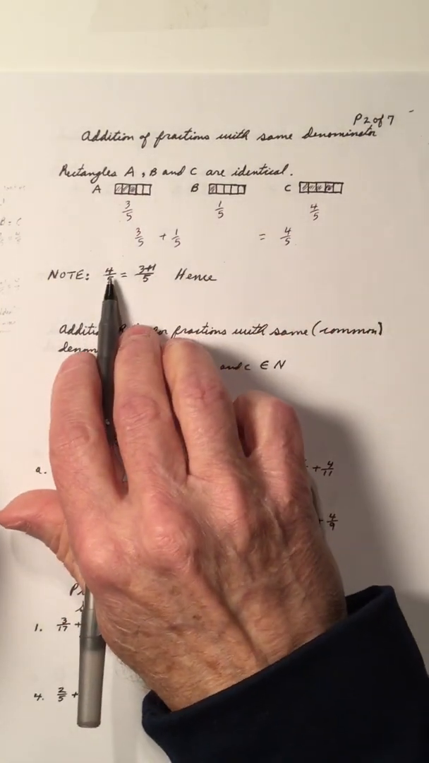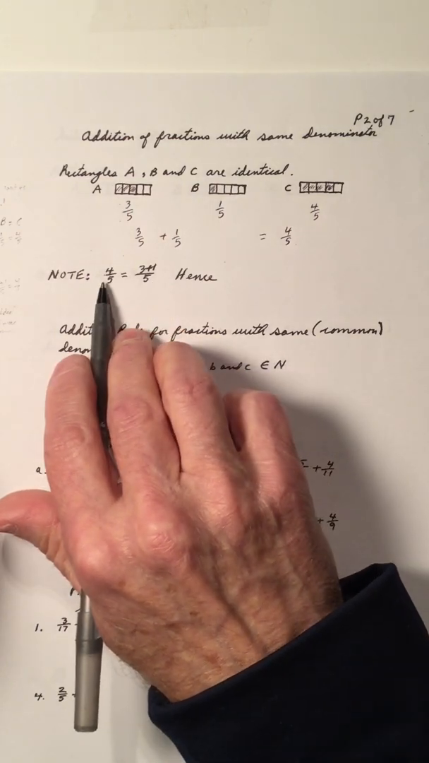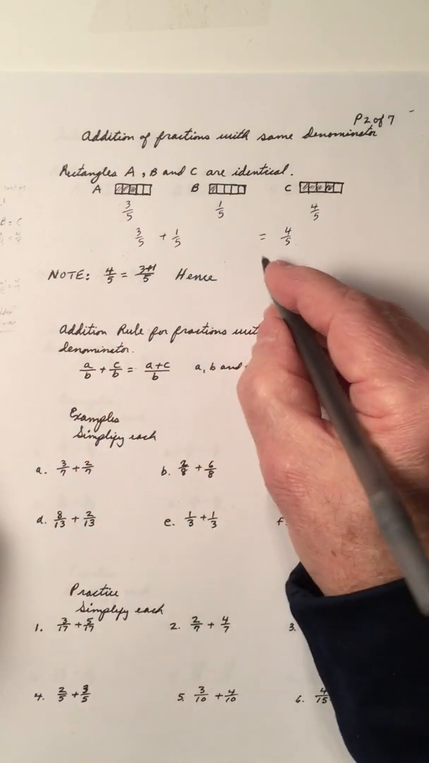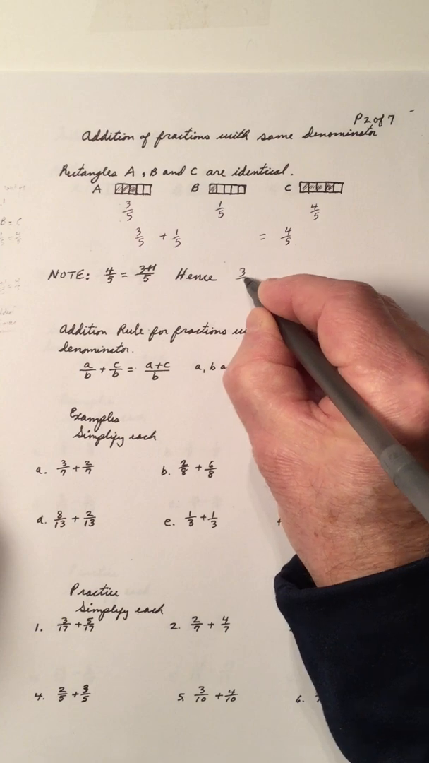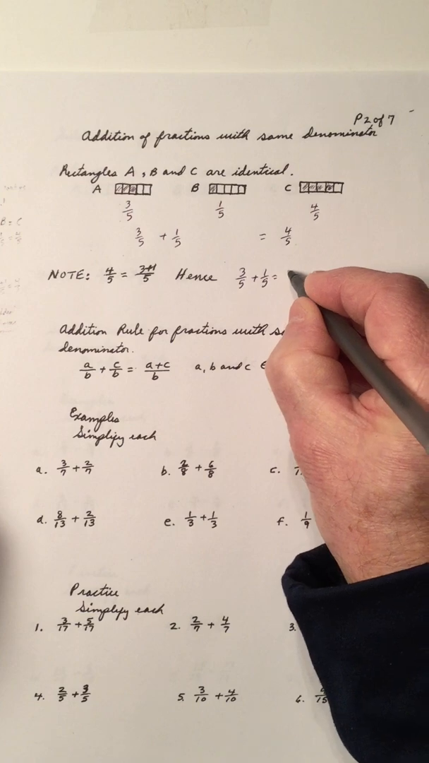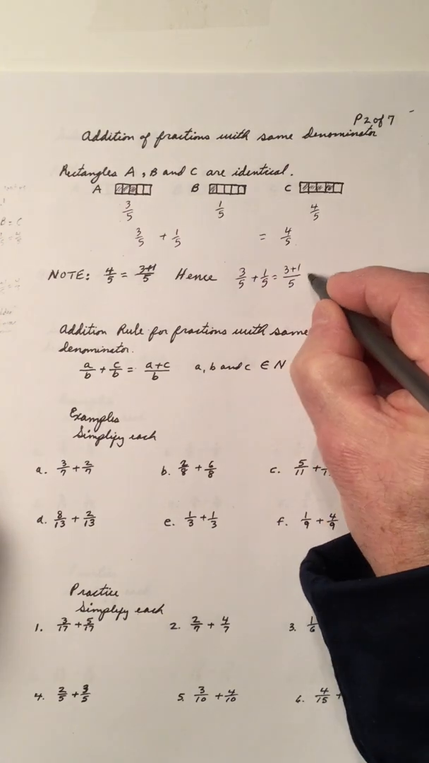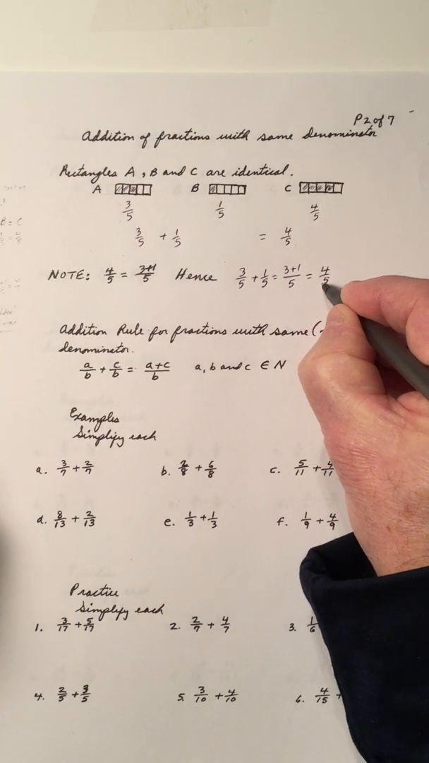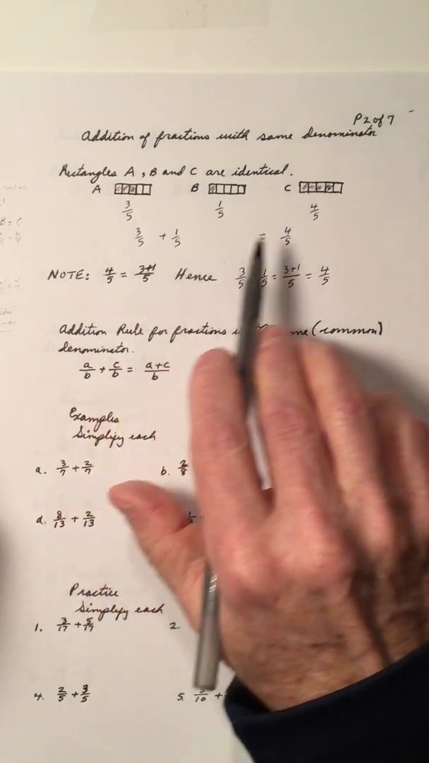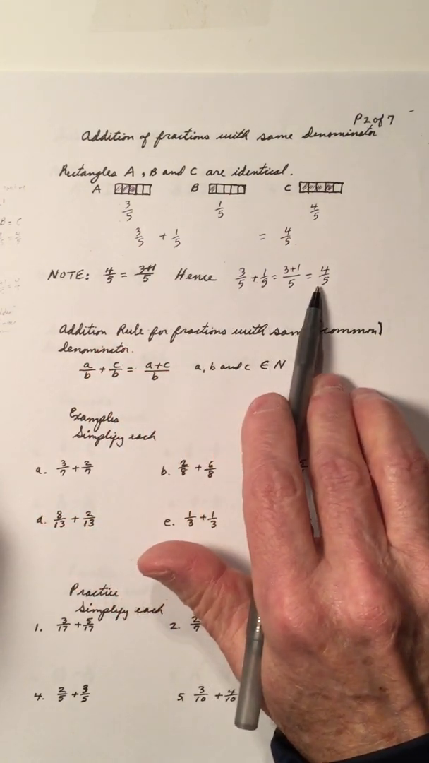We notice that in this fraction of 4 over 5, the 5 is the same denominator, so 4 can be 3 plus 1. Hence, we can say that 3 over 5 plus 1 over 5 is the same as 3 plus 1 over 5, which is 4 over 5. So if 4/5 equals 3 plus 1 over 5, and 4/5 equals 3 over 5 plus 1 over 5, then we can make this statement.